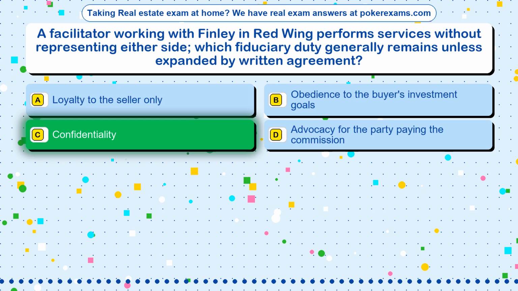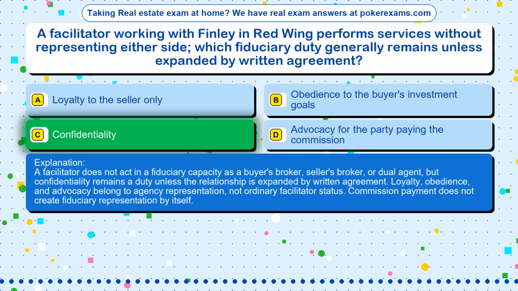The correct answer is option C. Confidentiality. A facilitator does not act in a fiduciary capacity as a buyer's broker, seller's broker, or dual agent, but confidentiality remains a duty unless the relationship is expanded by written agreement. Loyalty, obedience, and advocacy belong to agency representation, not ordinary facilitator status. Commission payment does not create fiduciary representation by itself.